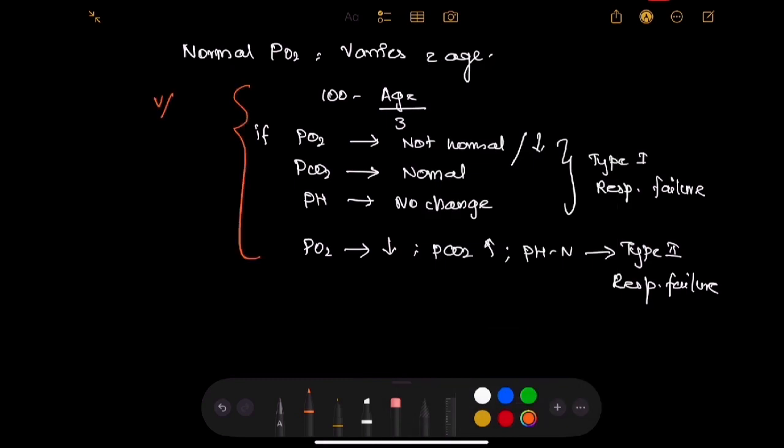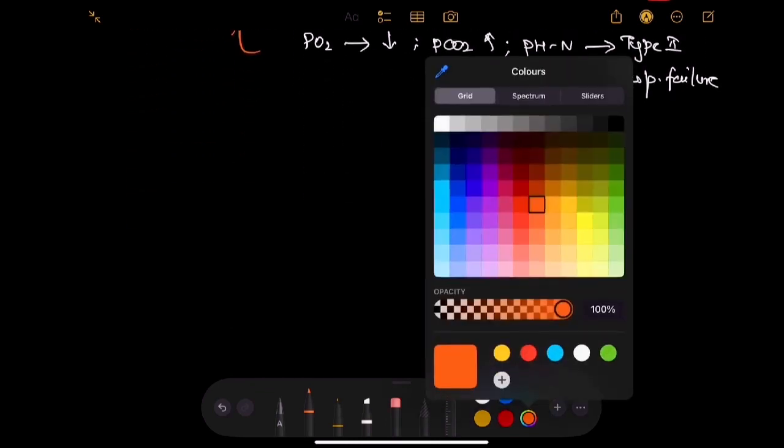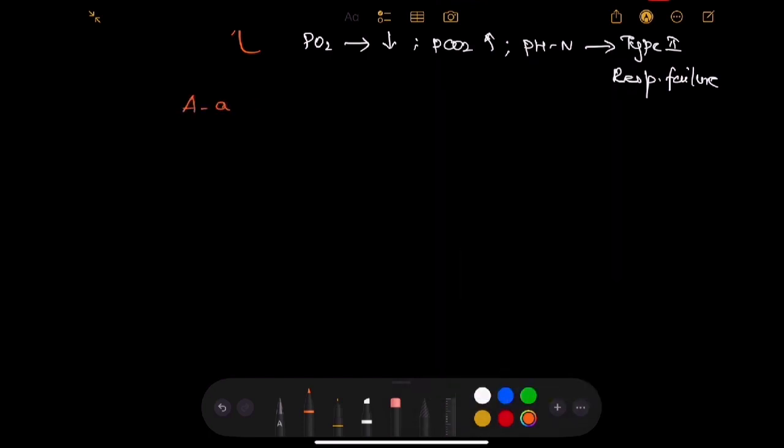The reason for hypoxia has to be determined. If the oxygenation improves with the supplementation of oxygen, then we call it VQ mismatch. If it doesn't improve with oxygen supplementation, then we call it a shunt.